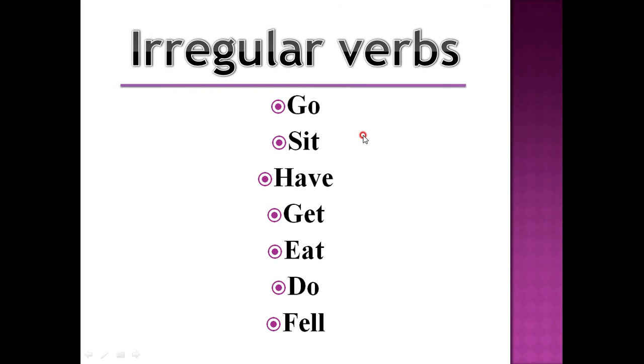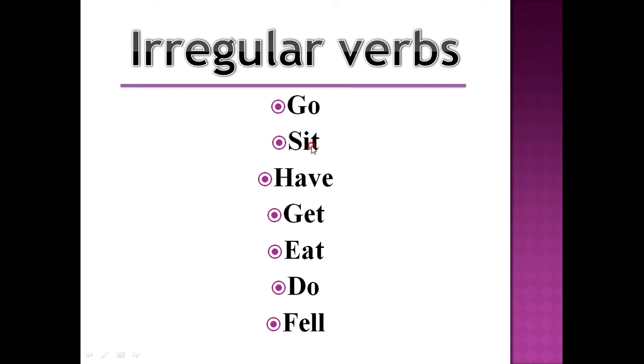Let us see the irregular verbs. The irregular verbs are verbs that have no rules. So if you want to put them in past, you can't add d, ed, or ied. For example, the first one, go. When we put it in past, can we say goed? I think no, it is not correct. But if we want to change it into past, we have to say went. The past of go is went.